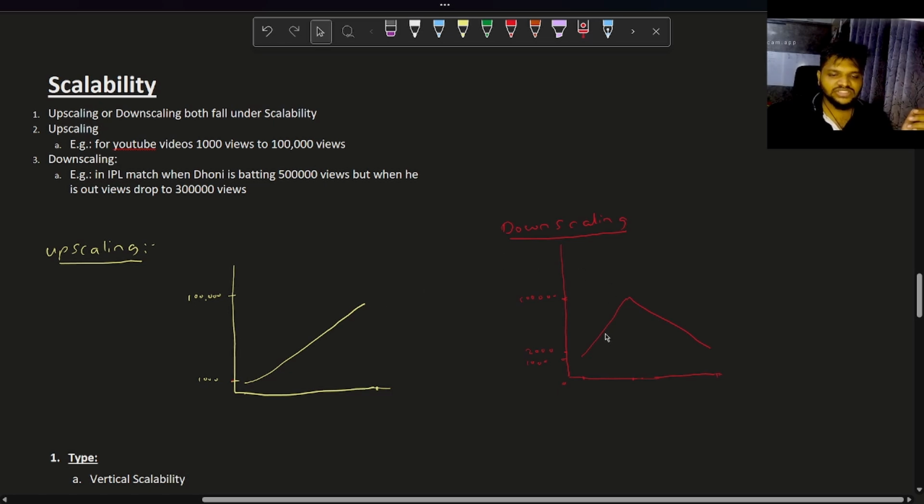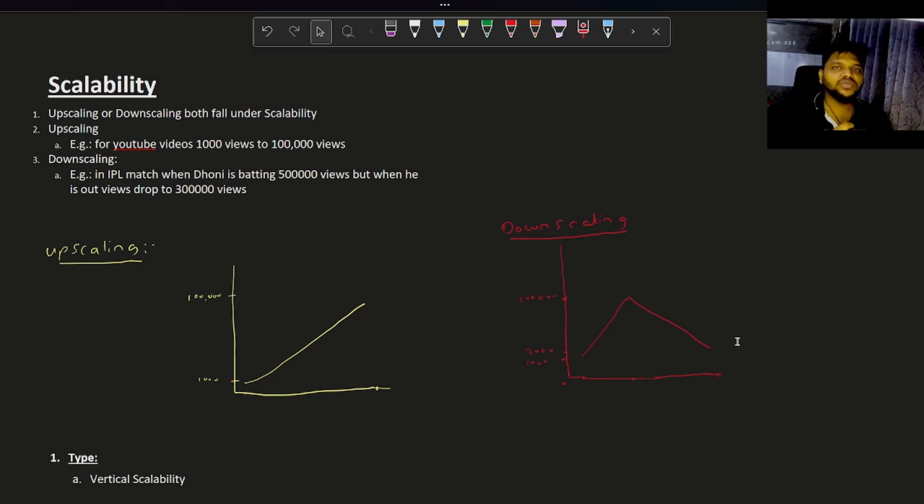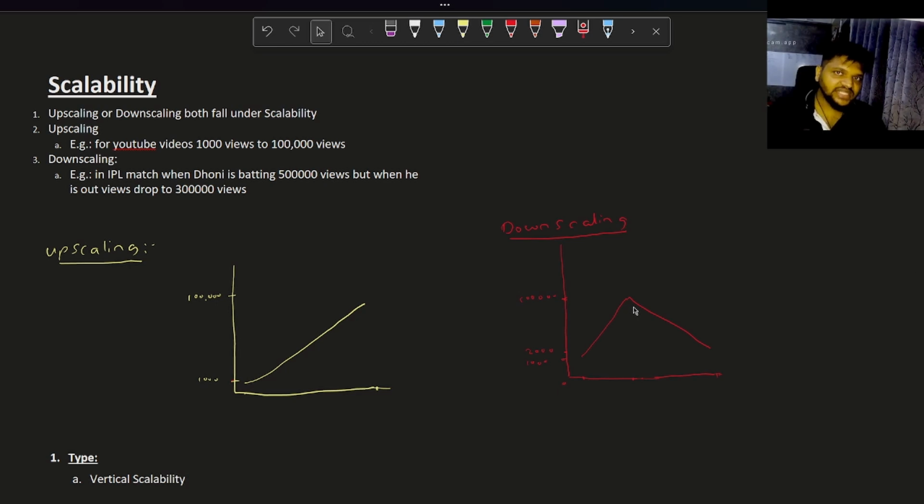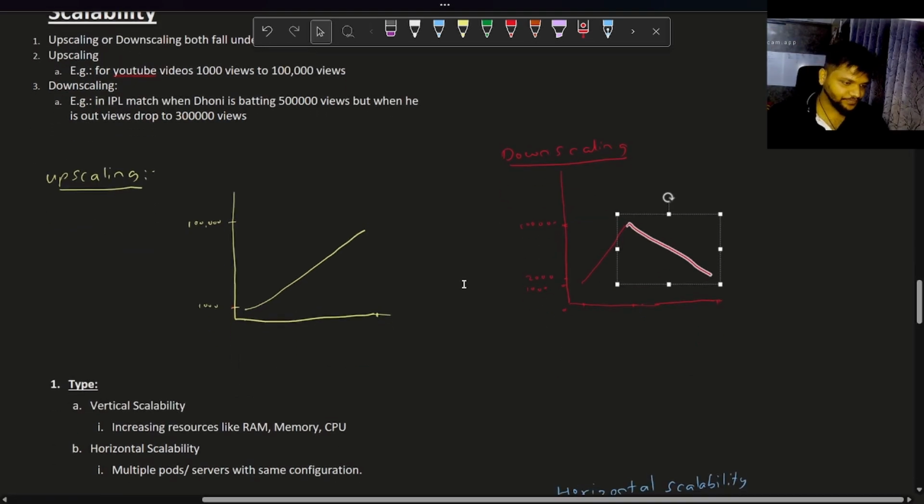Similarly, you can see in the downscaling format, you can assume this is a spike and then this is going down. You can take an example of an IPL match. Let's say people are there on Jio Hotstar and the IPL match has started. Dhoni is coming for batting. People are excited. Suddenly the views spike, and then later, as soon as Dhoni's wicket goes down, the views drop. That is a spike, that is upscaling, and that is downscaling. That is the spike that we are talking about. Instant rise and instant fall.